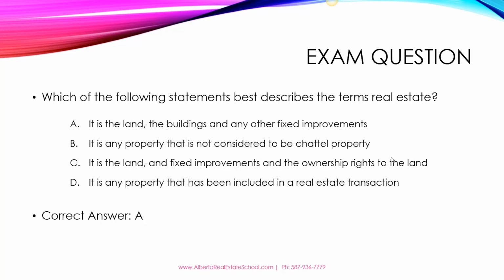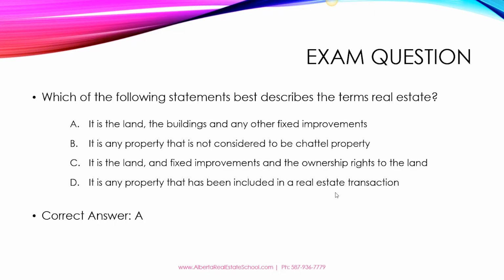The option B here, chattel, this would be your personal property, things that they can remove like furniture and they can take with them. And option C here, they're talking about land, fixed improvement, and ownership rights. So this one is real property. Anytime they talk about ownership rights, it's real property.